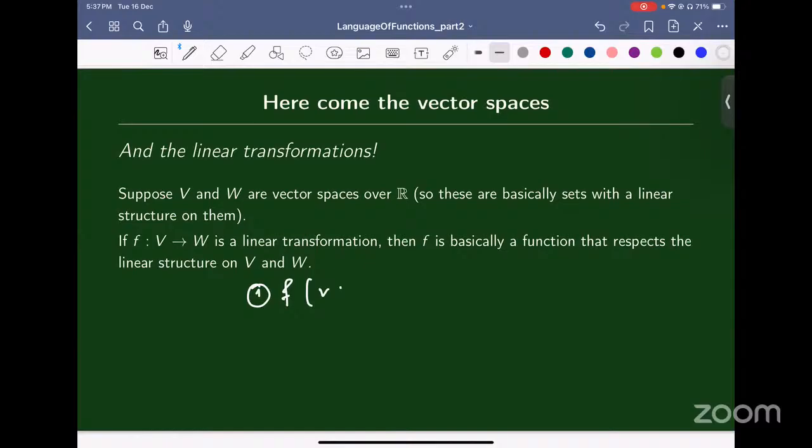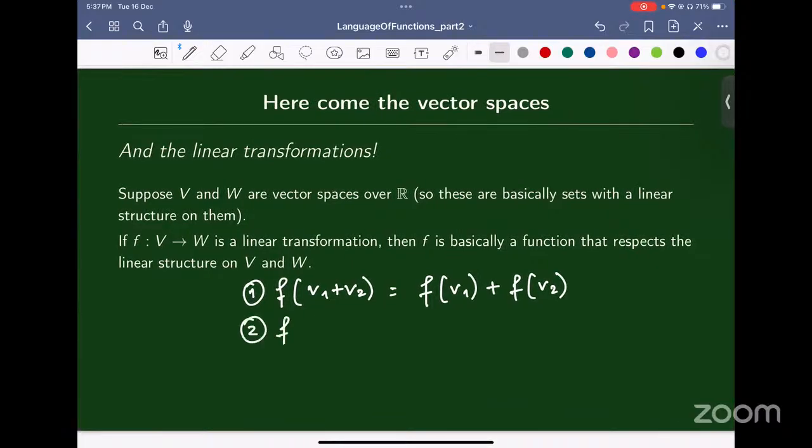f respects addition, which is to say that f of v1 plus v2 is same as f of v1 plus f of v2, and f respects scalar multiplication, which is saying that f of alpha v is same as alpha times f of v for any scalar alpha and for any vector v.